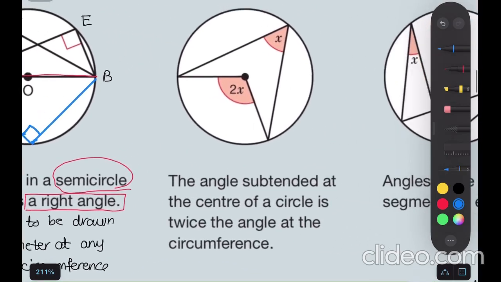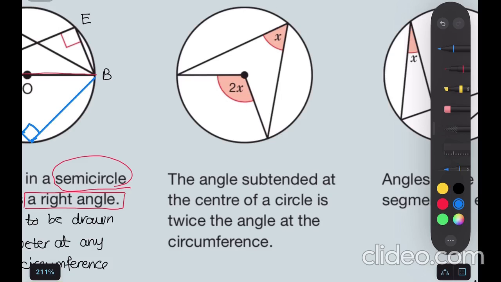Okay, so this theorem is regarding the angle formed at the center of the circle and the angle formed at the circumference. For example, if I take any 2 points, let's say A and B here, and I join these 2 points here at the center of the circle. This point is representing the center C of the circle, right? And if I take the same 2 points A and B and I join them on the boundary, or you can say on the circumference of the circle like this.